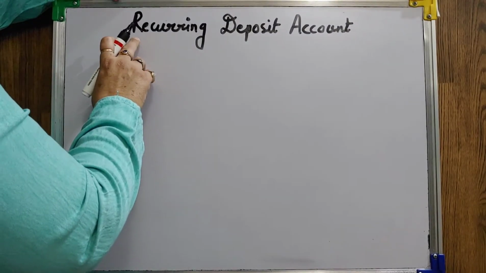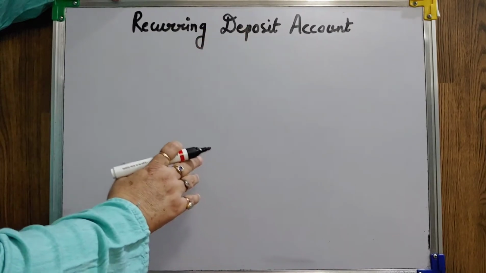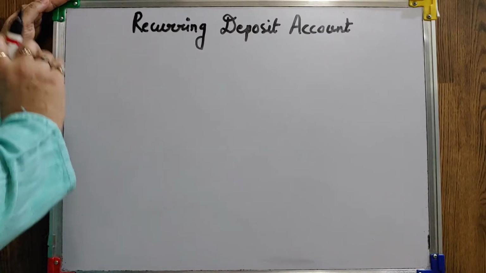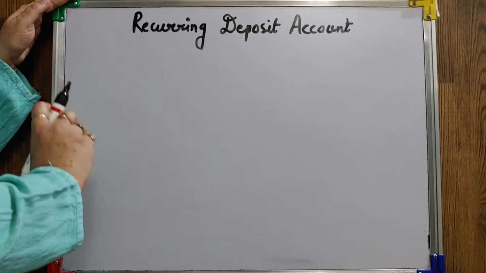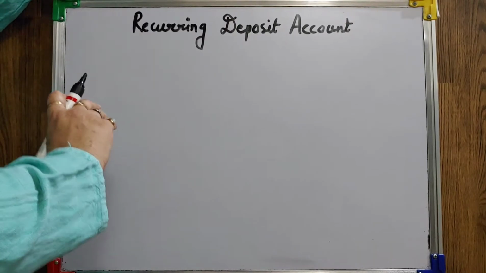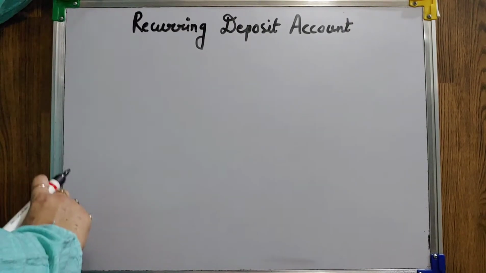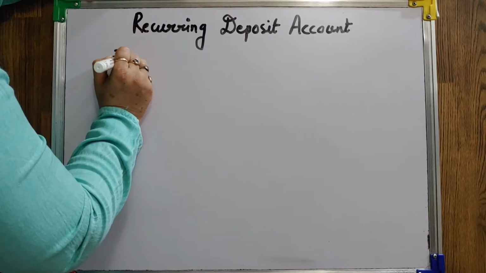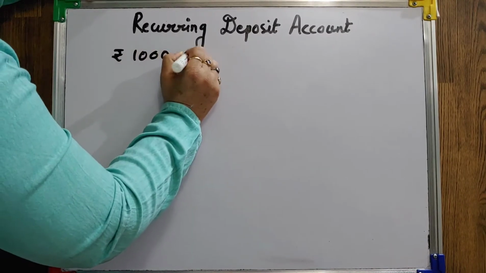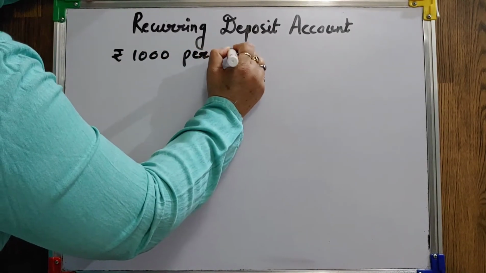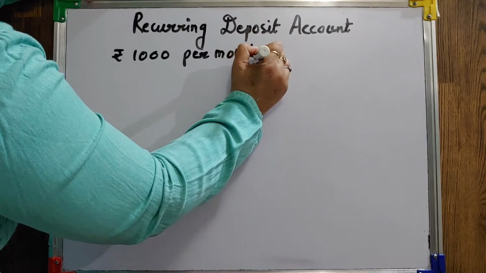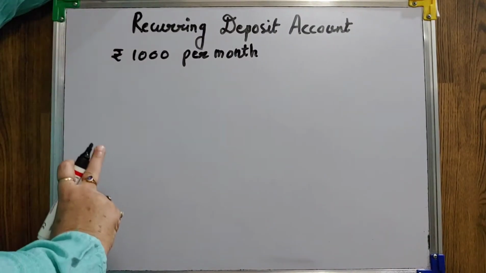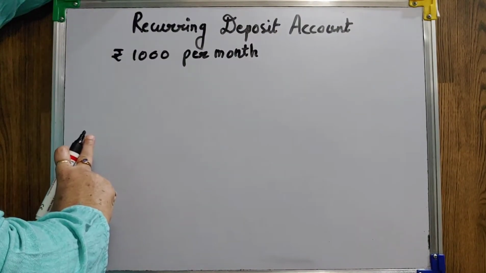Now first of all, what is a recurring deposit account? In the bank, a recurring deposit account is a kind of account where you keep a fixed amount per month for a minimum of 1 year and a maximum of 5 or 7 years. Suppose you are depositing rupees 1,000 per month. If you want to keep this account for 3 years, then for 3 years you have to deposit every month. So you have to deposit the amount for 36 months.